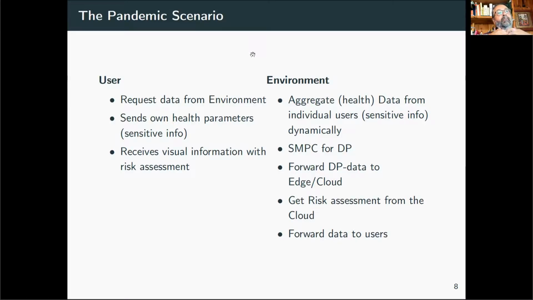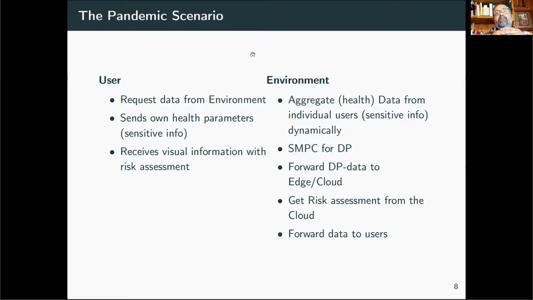So the user, in order to know if it is safe or not to go to a certain part of the city, will request the data from the environment, but will also provide his own data, which is sensitive. And then once this interchange has been produced, he can receive, for example, visual information upon the risk assessment for the region in which he wants to travel. So say, a risk map.